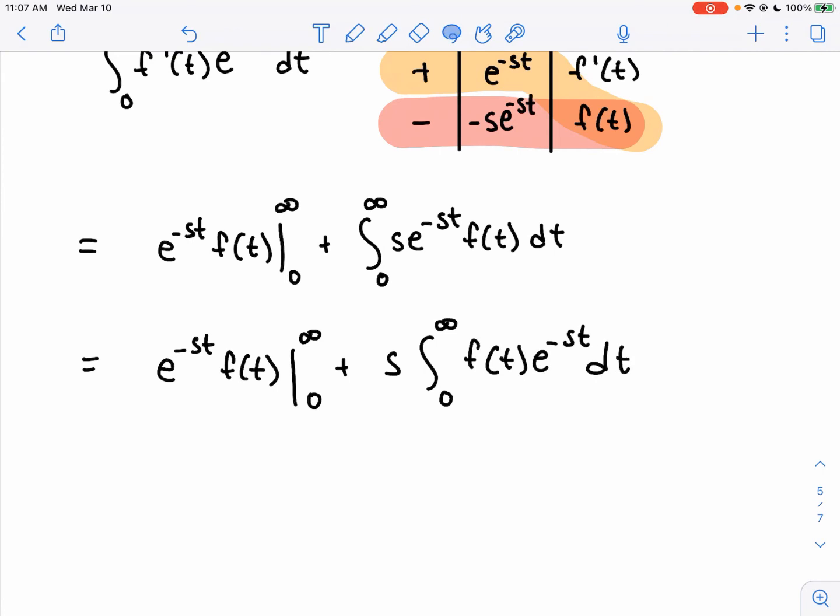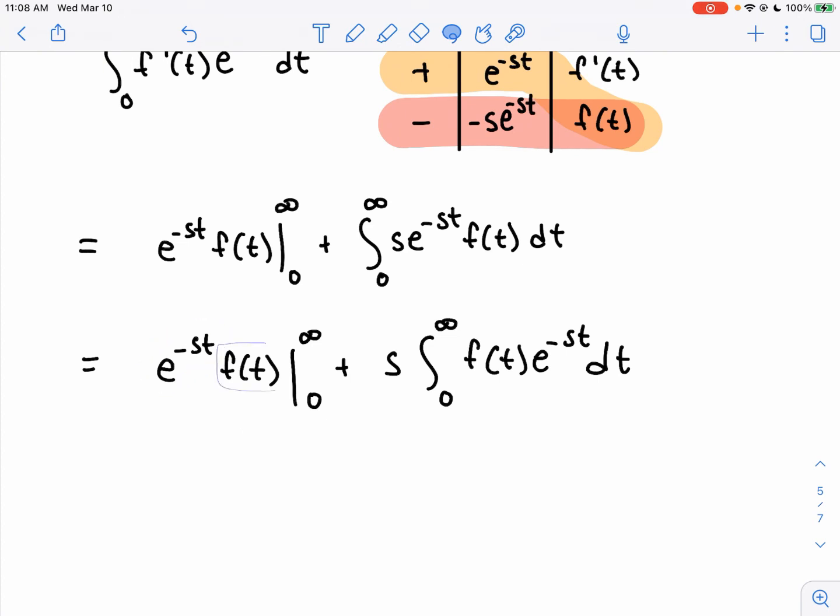Okay, now we have to assume a few things to proceed any further. The first thing we need to assume is that this function f of t is a function for which e to the negative st will drag it to 0 as t goes to infinity. Now we know that this part here will shrink to 0, but this function, since we don't really know what it is, we have to make an assumption that it doesn't grow so fast that it will overpower the fact that this one is trying to shrink to 0 as t goes to infinity.